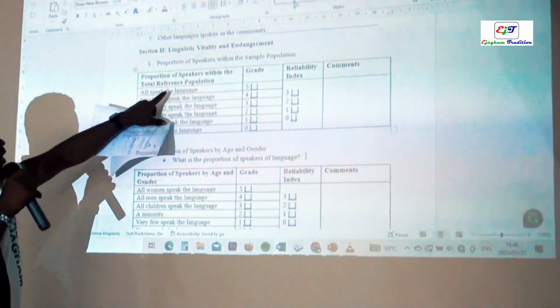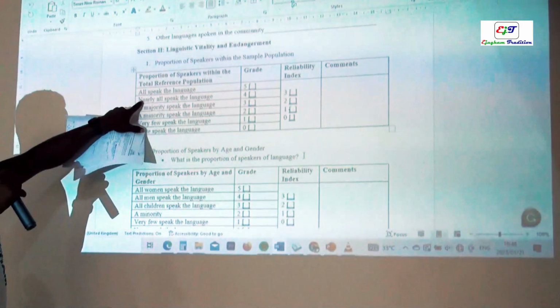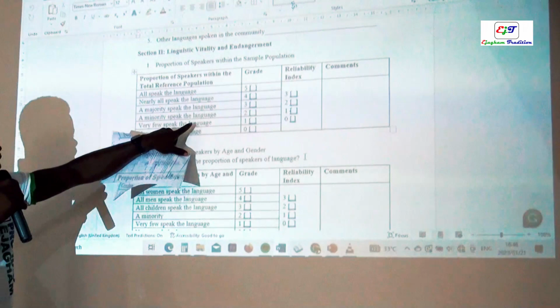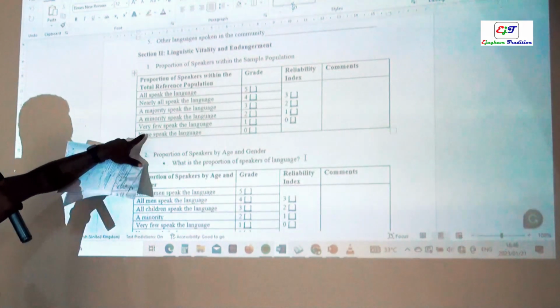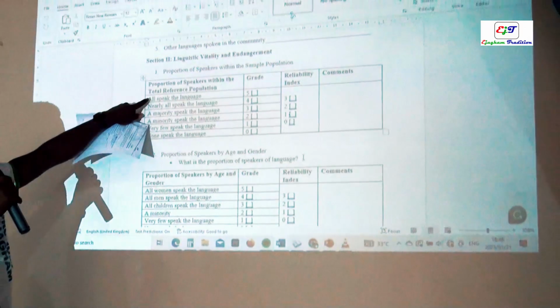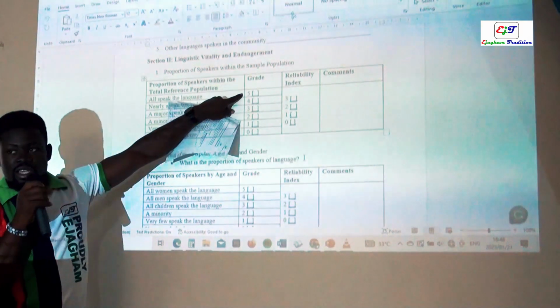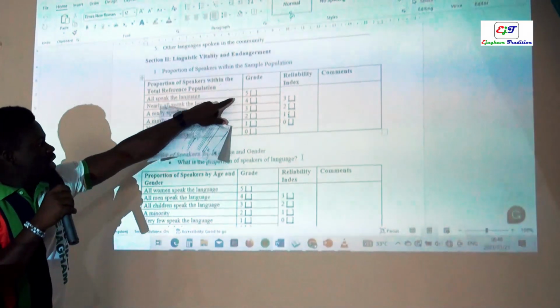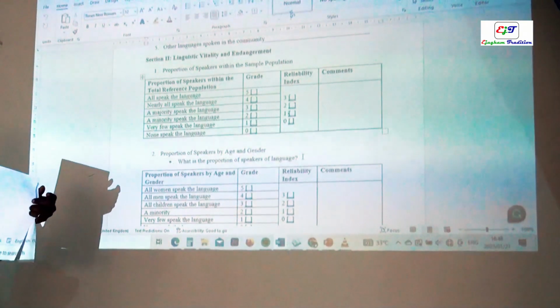All speakers speak the language. Nearly all speak the language. A majority speak the language. A minority speak the language. Very few speak the language. None speak the language. Now these are the grades. If you choose the first, it means it scores the highest index. If you choose the second, the second highest. And that is how it descends.